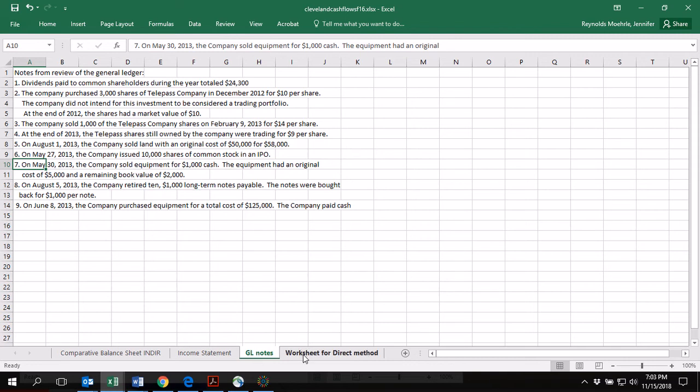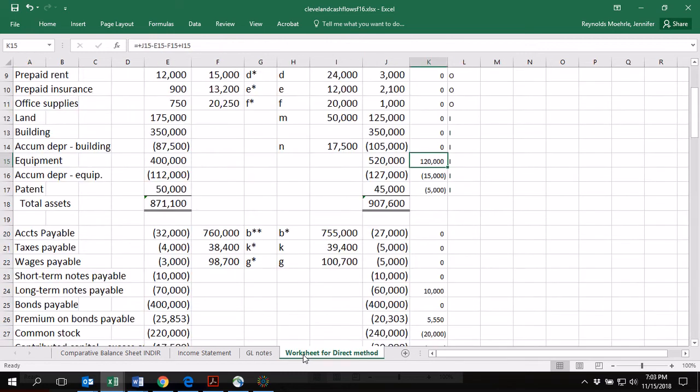So original cost of $5,000 and a remaining book value of $2,000. So it had an original cost of $5,000, which means $5,000 came out here, and this is my item O. It said it had a remaining book value of $2,000, which means cost minus accumulated depreciation equals 2. So that means accumulated depreciation must have been 3, right? You remember that from chapter 11? Yes, you do. All right, and so I have $5,000 in the credit column. I have $3,000 in the debit column.